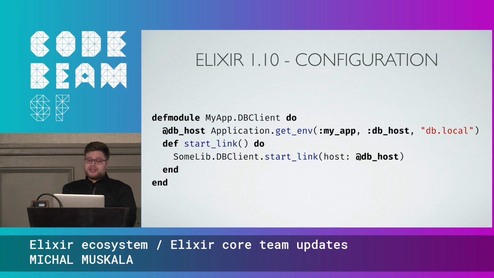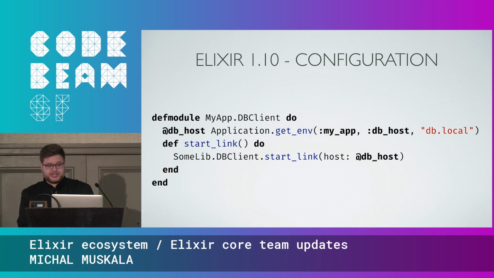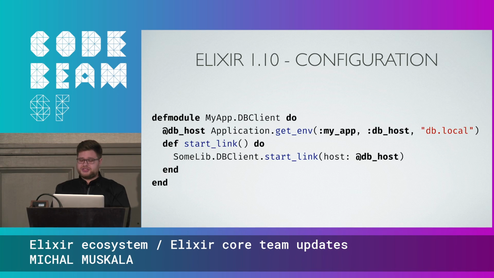So yeah, expanding on the configuration, what I touched on earlier. So this is something you might find in Elixir applications, right? So we need to find the database host from the configuration, and we read it from our environment, but we read it at compile time in here. And the problem is that if we later change the configuration and try to start our application without recompiling, it will still use the old value. And that's not what we want.